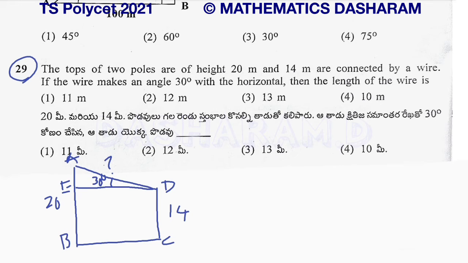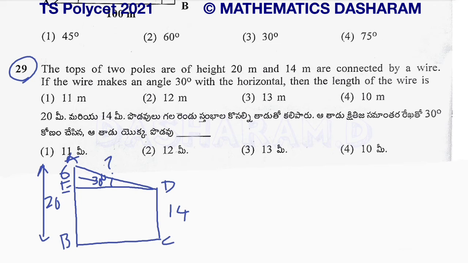So 30 degrees, this is a total height 20 meters. So what is the AE value in this? AE means 20 - 14, 6. AE value 6. Now we require the length of the wire. Where is the length of the wire? AD is the length of the wire.